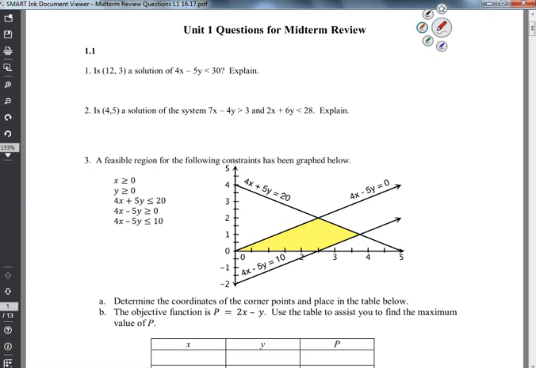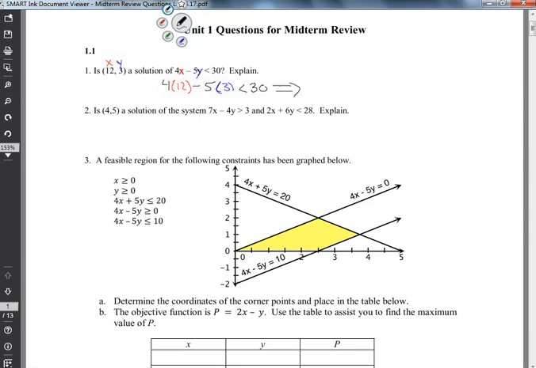It asks, is (12, 3) a solution for the inequality? Explain. So basically all I'm doing is taking my x and my y and plugging it in for x and y. So it's going to be 4 times 12 minus 5 times 3 should be less than 30.